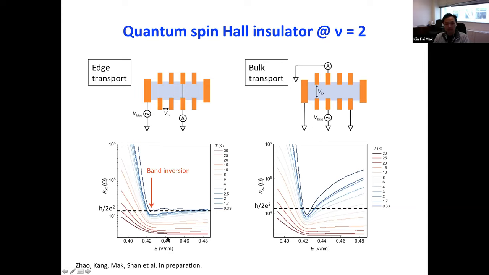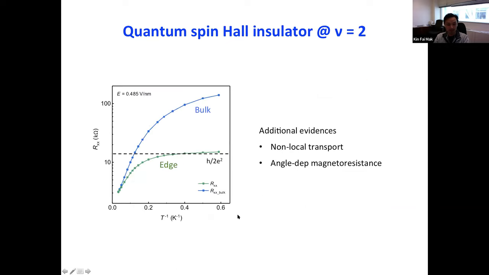So what it means is that the result really shows that after band inversion, the system is an insulator, and it likely has helical edge state transport that pins the resistivity to about h over 2e squared when you perform a measurement that involves an edge.